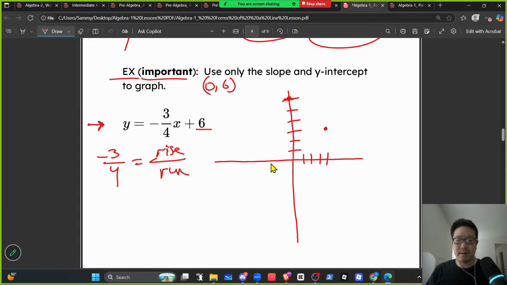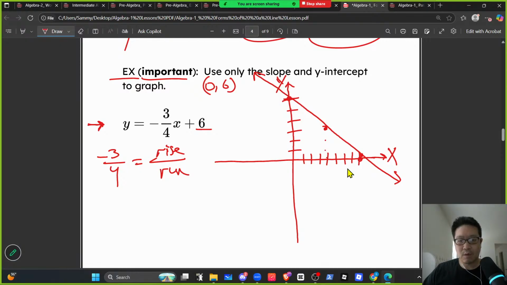And all you need is 2 points for a line. But sometimes I think some teachers will want more than 2 points. So you could extend this by another point. So let's do that. Let's go down 3 more steps, 1, 2, 3, and then go right 4 units. Okay? So we have 3 points. We're going to connect our points with a line. And there's our graph. Make sure you label your axes, x and y.